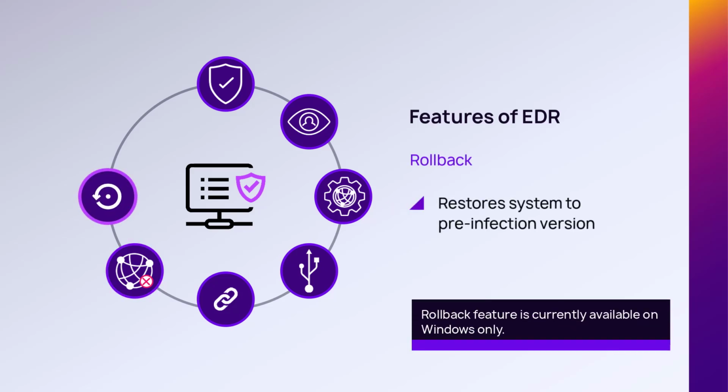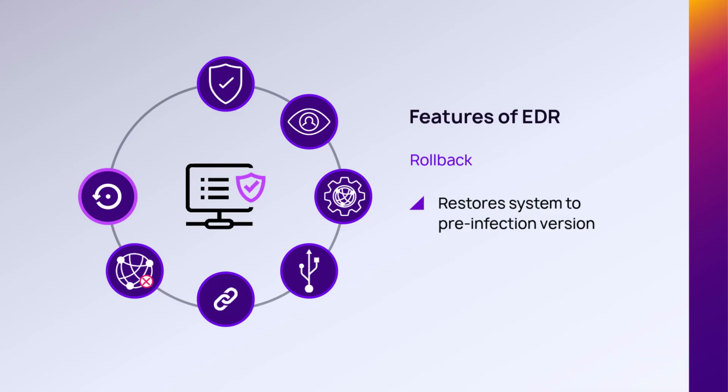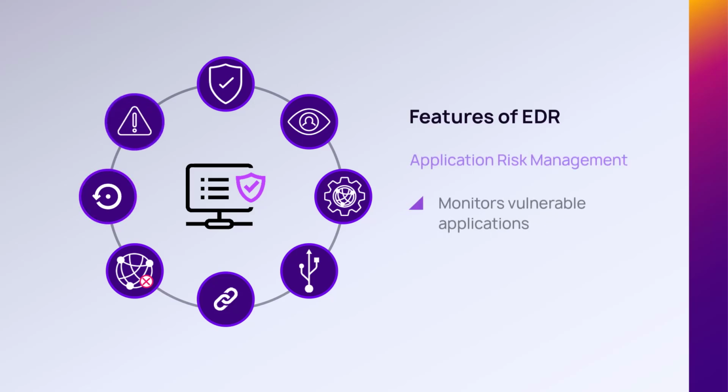Rollback restores the endpoint to its pre-infected version as part of the mitigation action. For example, when the system detects ransomware, the rollback feature will restore all files that were maliciously encrypted or deleted. Application risk management monitors vulnerable applications installed on endpoints and alerts when patches are overdue for updates.